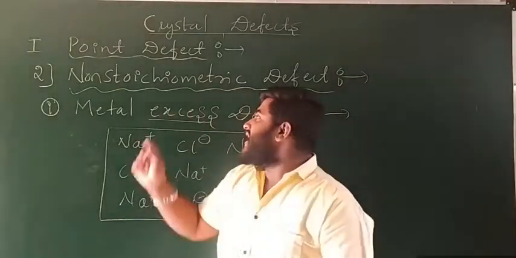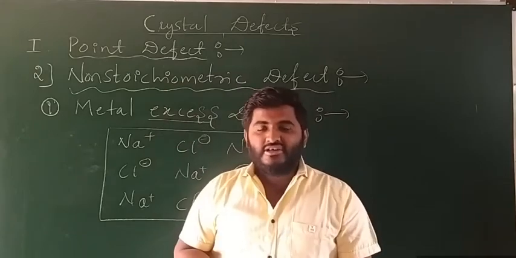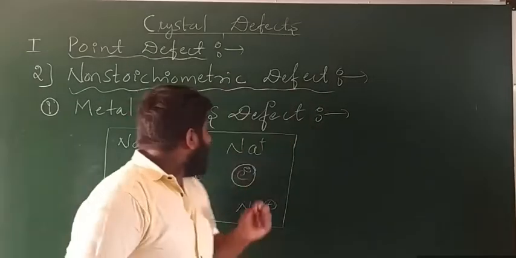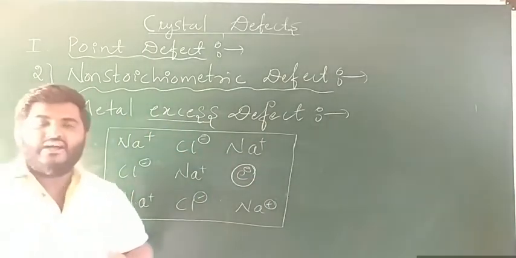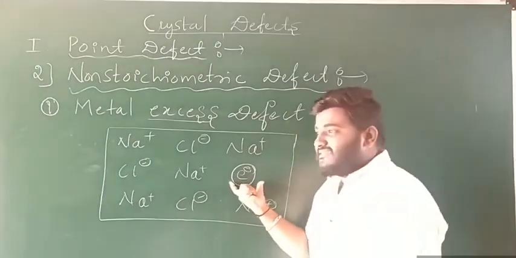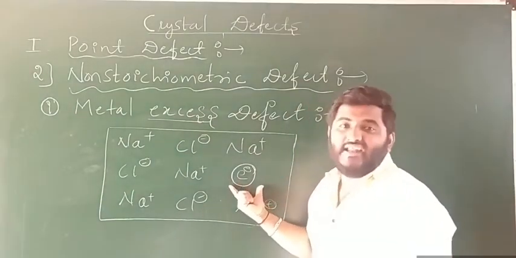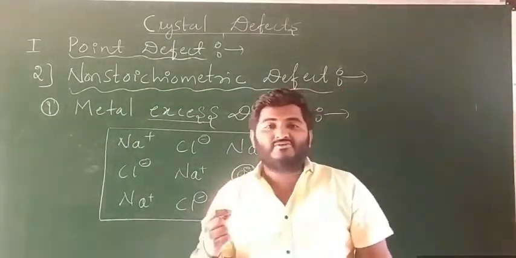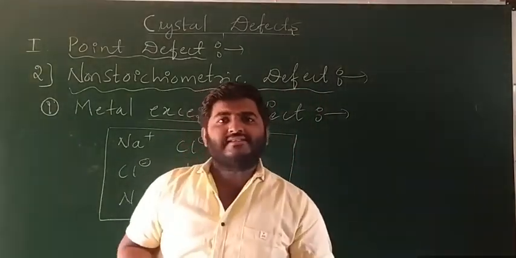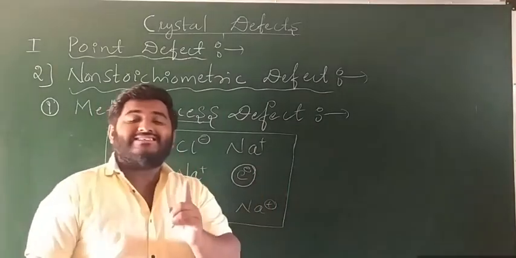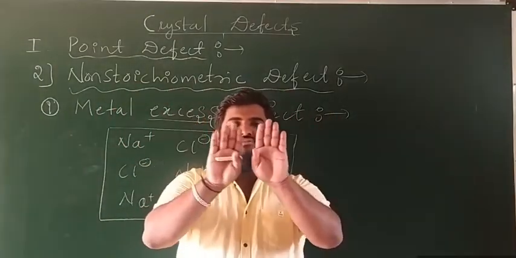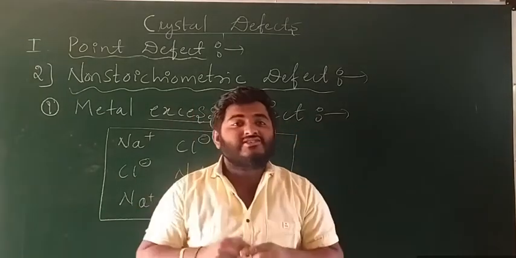Metal excess defect is a non-stoichiometric defect in which an extra metal atom is present, due to which anionic vacancies are created. Anionic empty spaces are created and that empty space is filled by an electron. Why is it filled by an electron, guys? To maintain electrical neutrality. What is electrical neutrality? Positive and negative charges must be equal. Then only the crystal is stable.